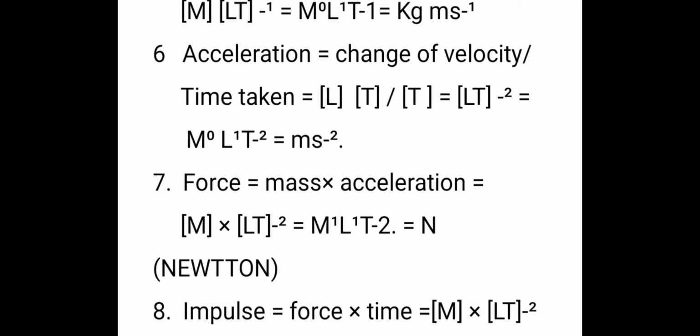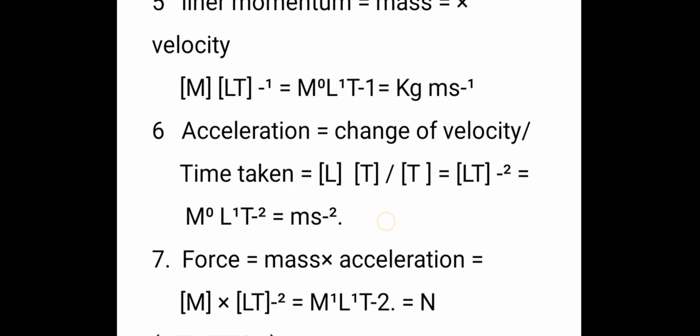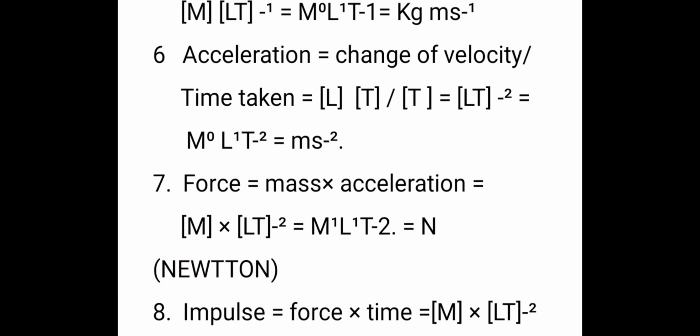The next question, acceleration. Acceleration is the change of velocity by time taken. The change of velocity is L into T inverse, divided by T. T in the denominator changes to the numerator, so T inverse 2, minus 2. So M naught L1 T minus 2, meters per second square. That is the difference between velocity and acceleration. Velocity is meters per second, and acceleration is meters per second square.